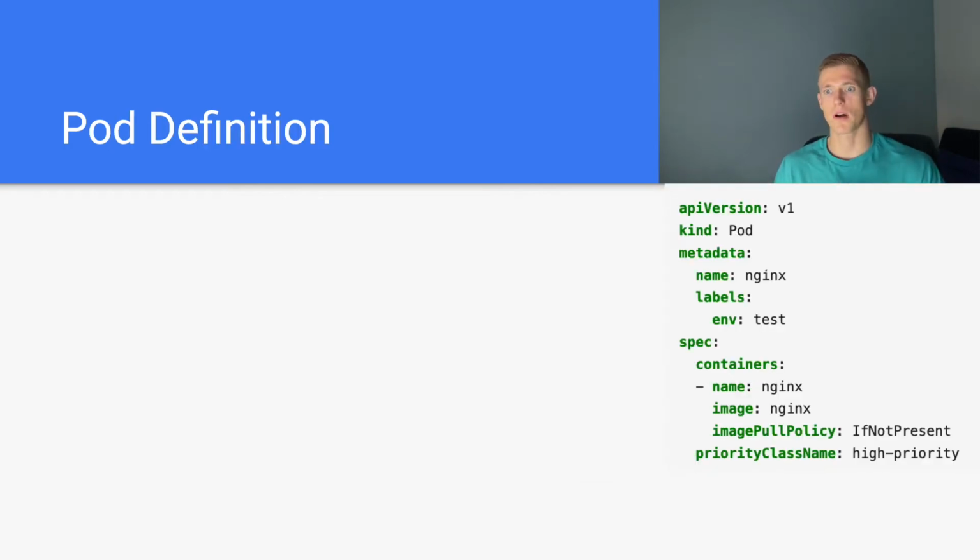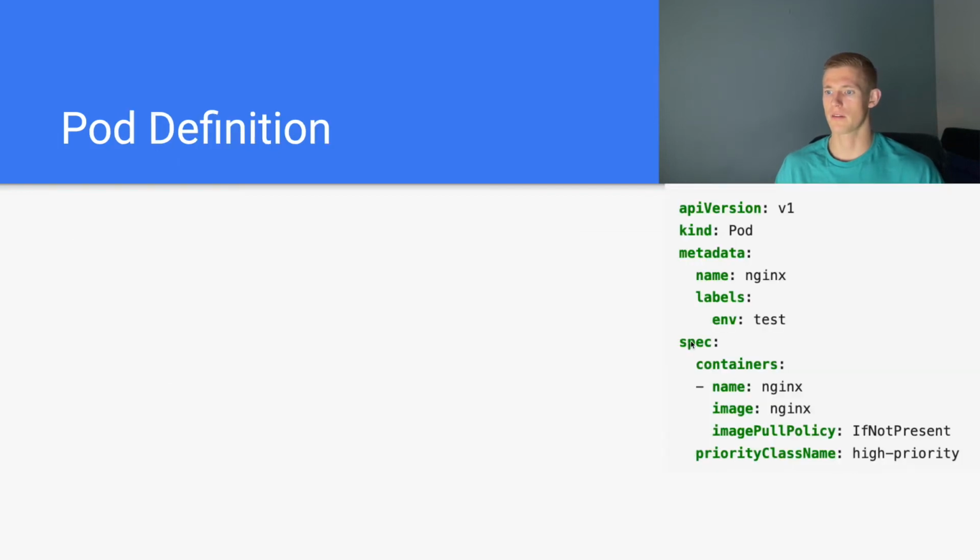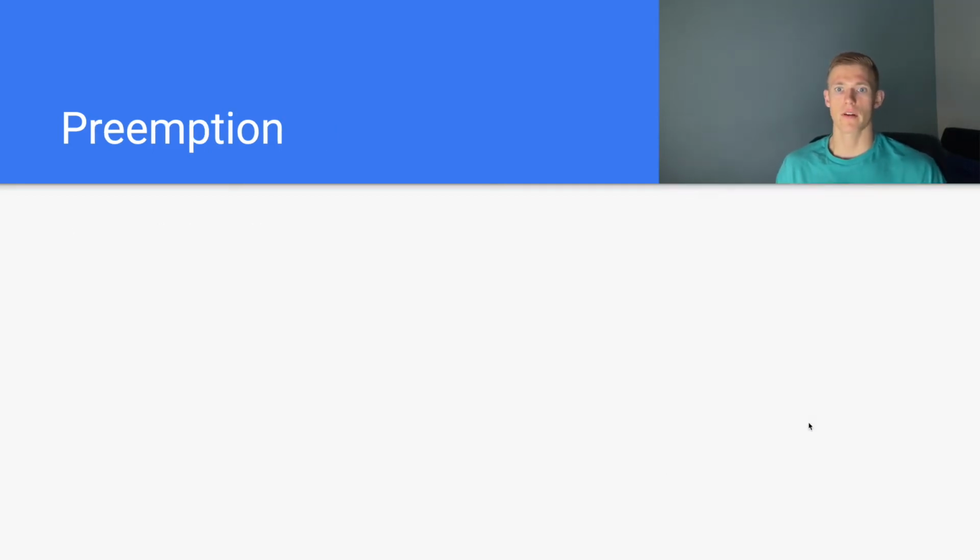Now, what does the pod definition itself look like? Really, it's a standard pod definition. The only difference is we have this priority class name field, which refers to the priority class. In fact, this field here, metadata name, high priority. If we had one called high priority, then that's what we would be referring to here. Okay, fairly simple that one.